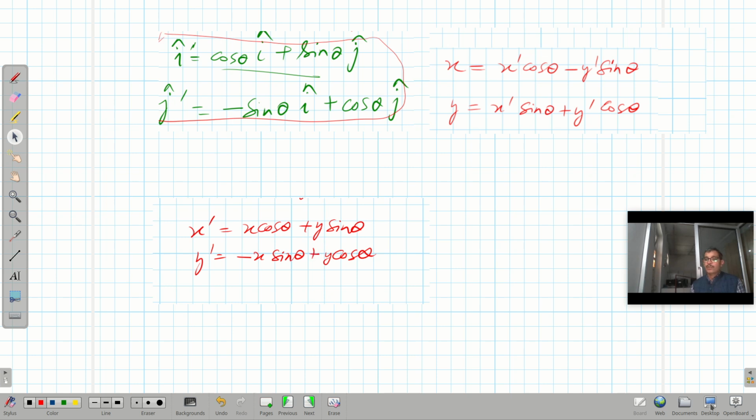So I think that's all for today's lecture, and in the next lecture I will use the concept of this to find out the isotropy of space, and that leads to the angular momentum conservation. So that's all for this lecture.